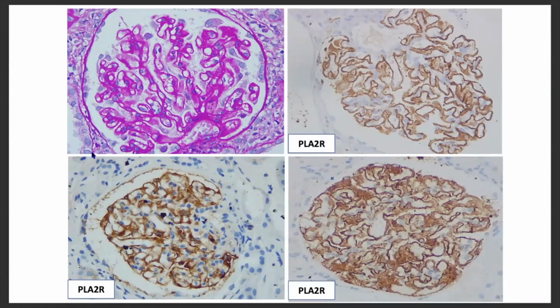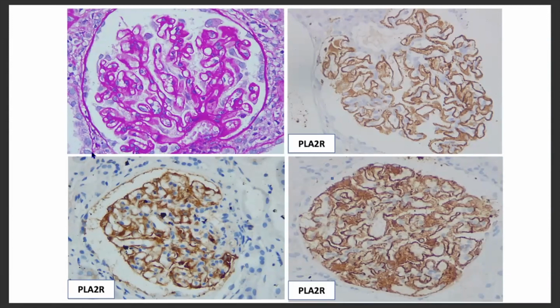Now, PLA2R, or phospholipase A2 receptor, is actually present in significant amounts normally in the glomerulus. So it may not form immune complexes in all cases. Meaning that even if you stain a non-membranous GN for PLA2R, you would get some staining. The idea here is that you have to understand what is the overexpression of PLA2R.